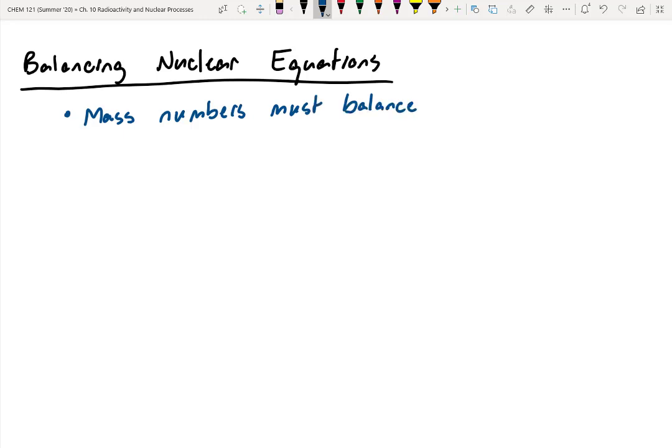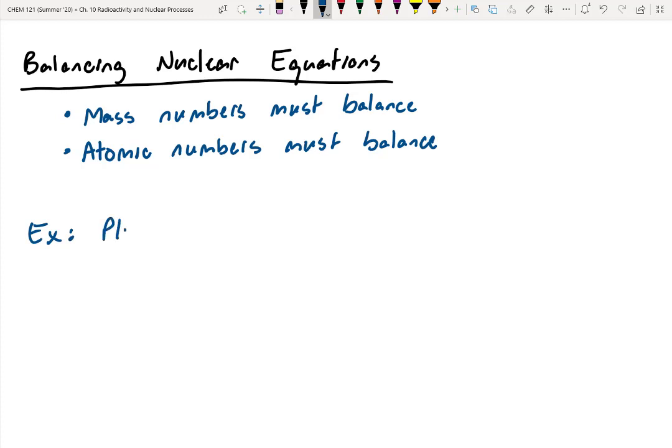Meaning on the left-hand side, the mass numbers must add up to be the same as the mass numbers on the right-hand side. All right, and then rule number two is that the atomic numbers must balance. All right, so let's take an example of this.